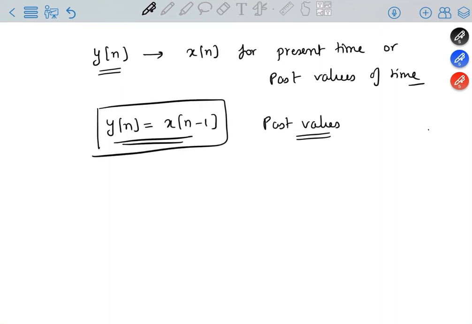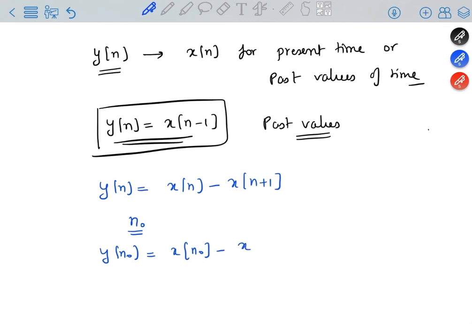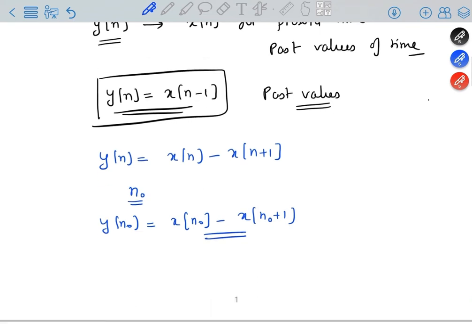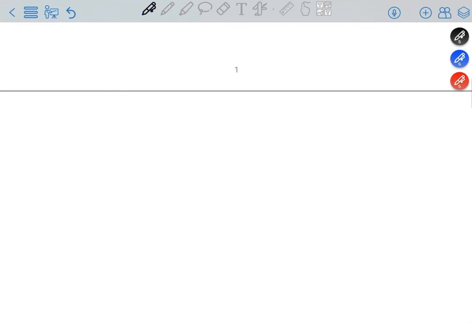But suppose we have a system like y[n] is equal to x[n] minus x[n plus 1]. Here you can see that for a present time stamp of n naught, the value of output will depend not only on x[n naught] but also the future value x[n naught plus 1]. So this system is an anticipatory system and it is non-causal. Similarly, for the continuous time case, we can write y(t) is equal to x(t plus 1), which will be a non-causal system.